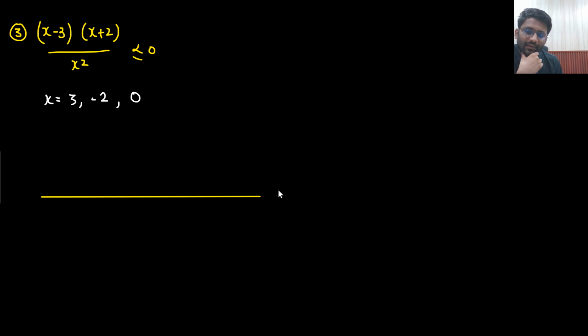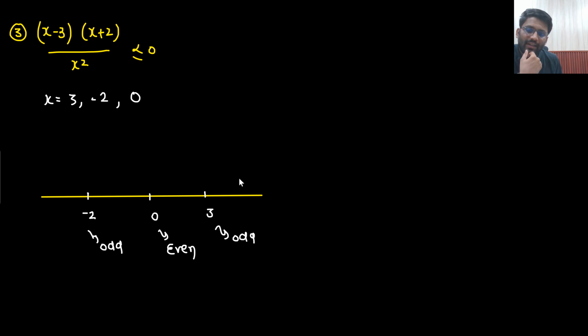Solve this question. First of all, write down all the points where the function is becoming 0. Numerator is becoming 0 at 3 and minus 2, and denominator is becoming 0 at 0 only. Understandable? Draw them on the number line: minus 2, 0, 3. Tell even odd power. This is having odd power. This one is having even power. And this one is having odd power.